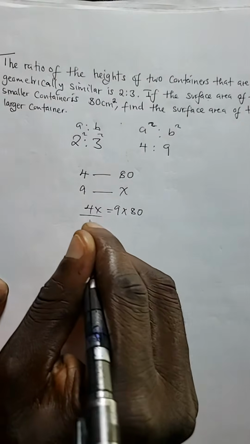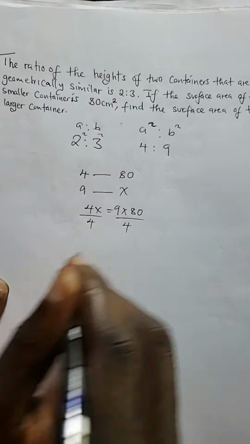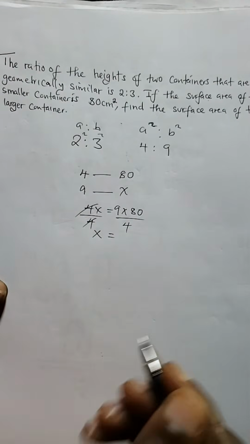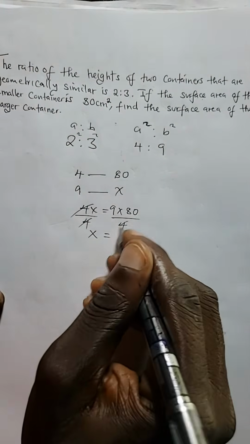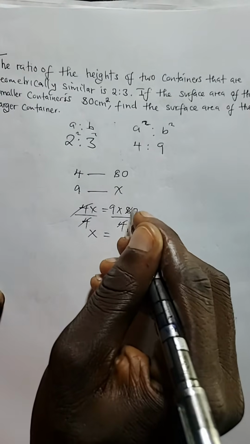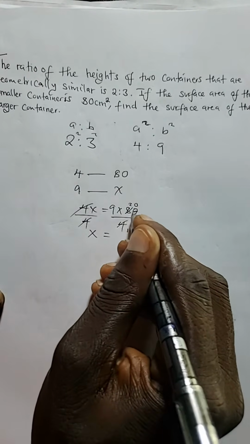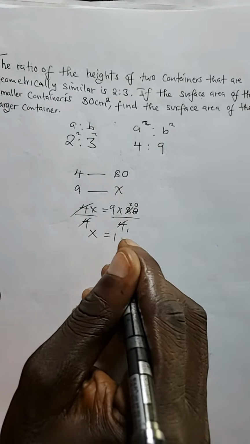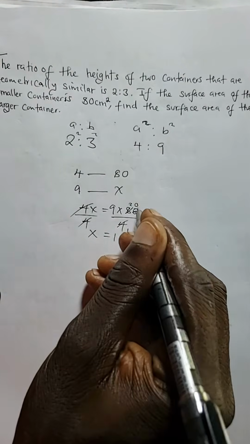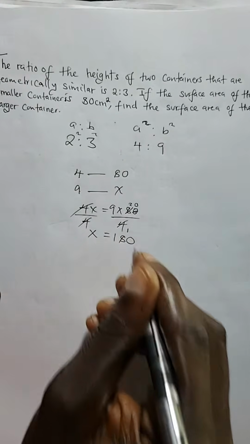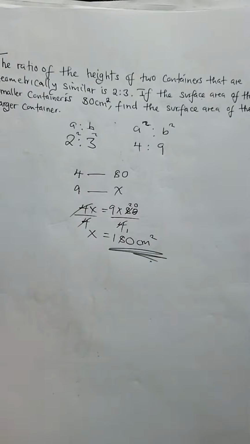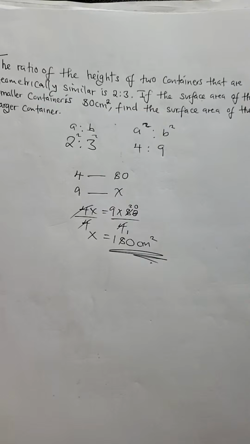So, over 4, over 4. The 4s cancel. X therefore is equal to, you see, now it's easy. You know that 4 can go into 8: 4 into 8, 2. So you have a 20 here because of this 0. Then you can multiply 9 times 2 is 18. So 1, 8 and this 0 becomes 180 square centimeters. And this is the answer. You see, mathematics paper 1 is simple, guys.